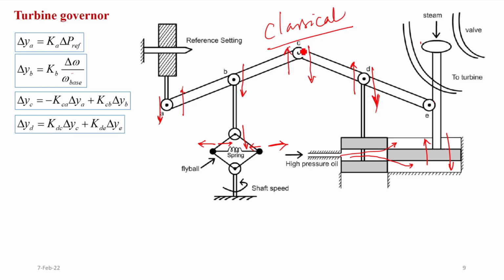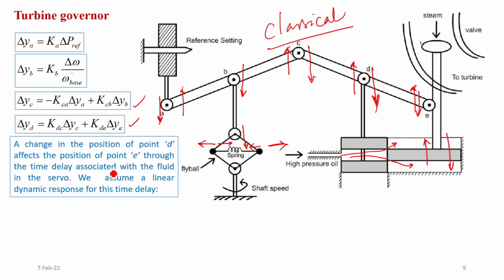As the point C moves down, point D also moves down, and as the point C moves up, point D also moves up. So therefore, delta Yd I can write as Kdc delta Yc plus how it is related with point E. When point E moves down, point D also moves down. When point E moves up, point D also moves up. So therefore, it is directly proportional. So I can write Kdc delta Yc plus Kde delta Ye. Right? So these equations are clear now to you.